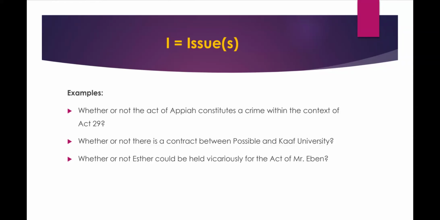The next one: whether or not there is a contract between Possible and CAF University, or whether or not there is a contract between Possible and University of Ghana, Legon. Whether or not there is a contract between Possible and the mentees group. Whether or not Esther could be held vicariously liable for the act of Mr. Eben. So please look at the constructions. And I've taught you vicarious liability, holding someone responsible for the act committed by the other. So that is how it is.